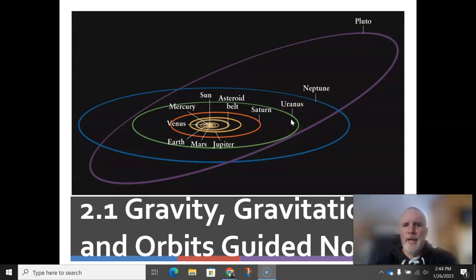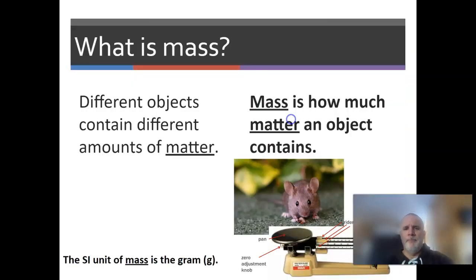We are back to talk about some new stuff here in Unit 2. We're going to start off by talking about gravity, gravitation, and orbits. As you can see in the picture, those are the various different orbits of the different planets, and you can see that Pluto has a very strange looking orbit. That's part of why it's not considered a planet anymore.